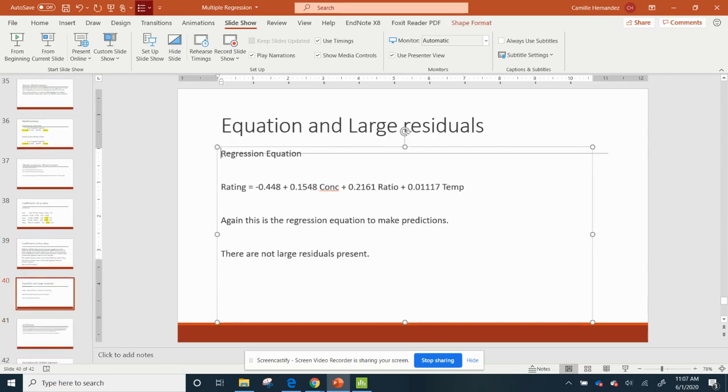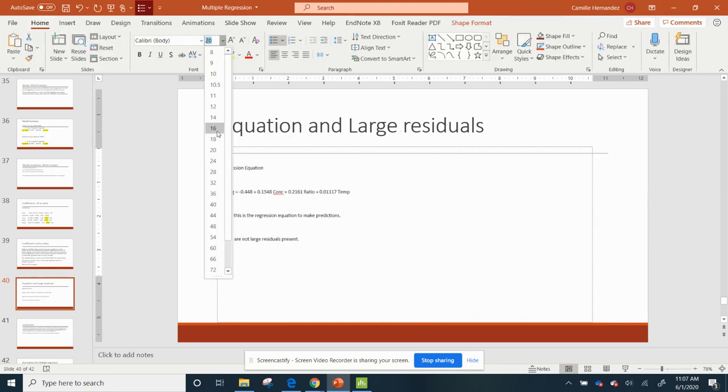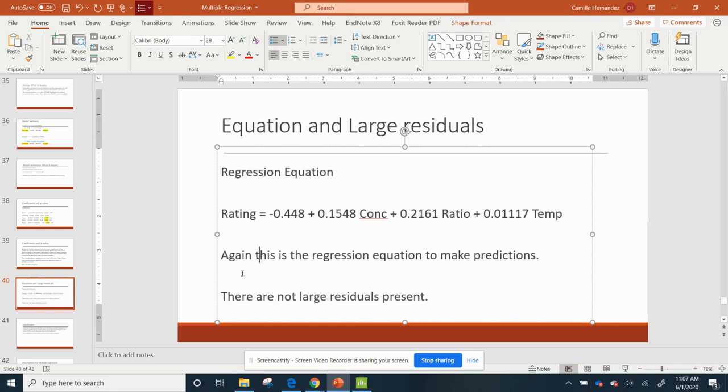So how can I talk about this? I'm going to make this bigger so we can look at it a little bit easier. All right, so here's my regression equation. Ratings equals negative 0.448 plus 0.1548 concentration plus 0.2161 ratio plus 0.01117 temp. Again, if I had a concentration, a ratio, and a temperature, I'd put the concentration value here, the ratio value here, and the temp value here, and I could get the rating value. Again, I can use this to make predictions.